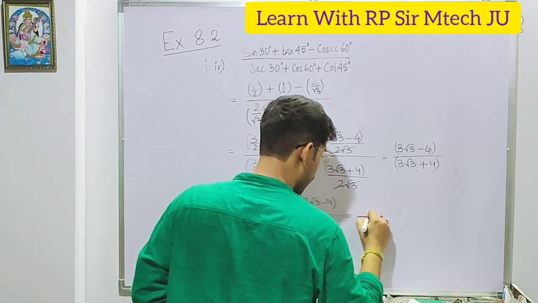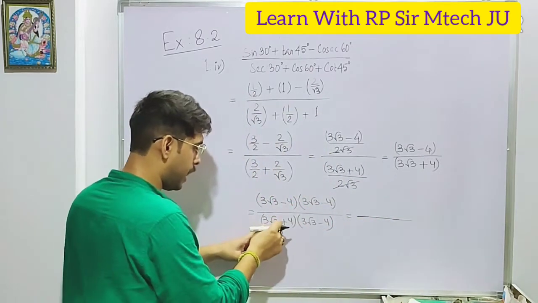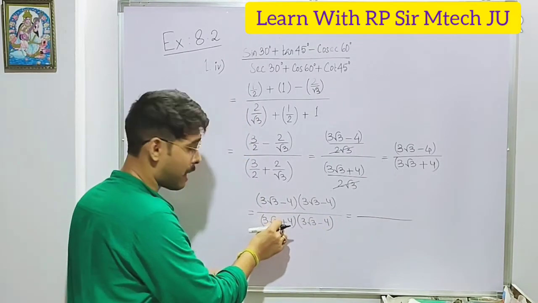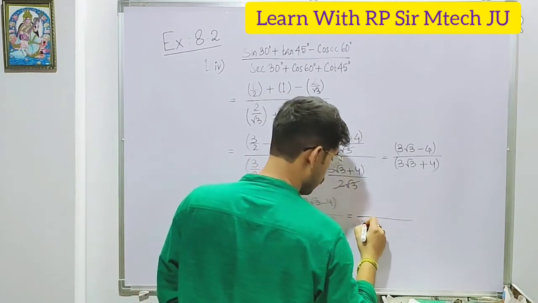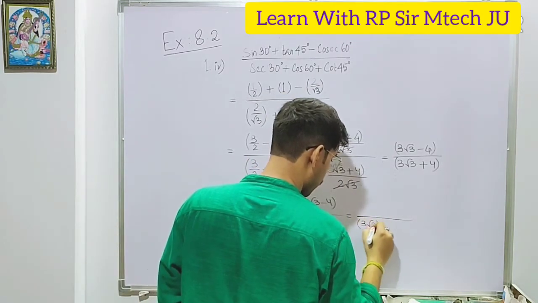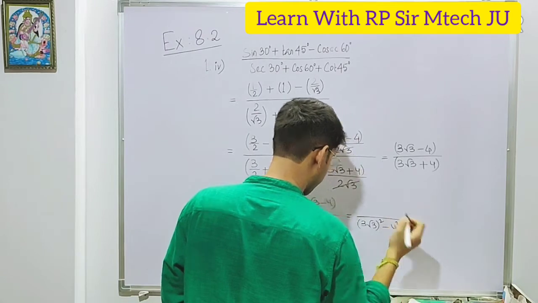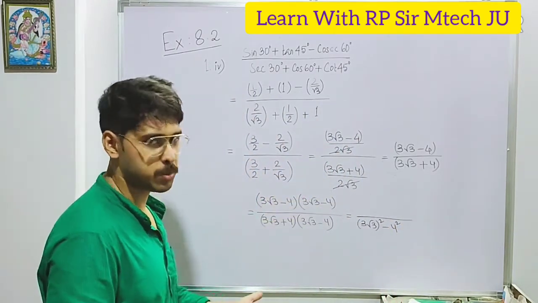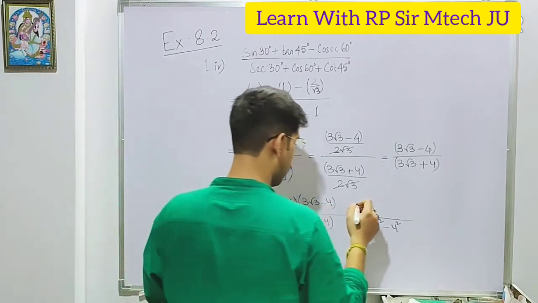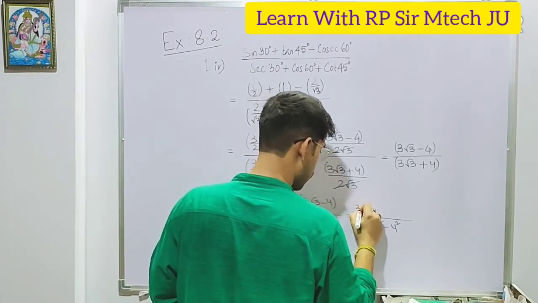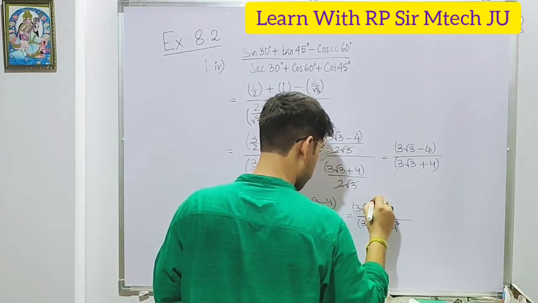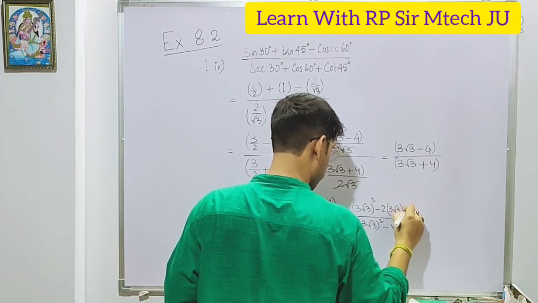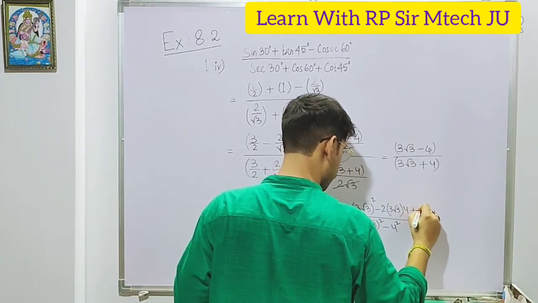So now we are going to introduce that formula a square minus b square. So it will be a plus b, a minus b. So it will be 3 root 3 whole square minus 4 whole square. And here we are having the same thing, a minus b into a minus b. So it will be a minus b whole square. So we are going to apply a minus b whole square formula. So it will be a square minus 2ab plus b square.